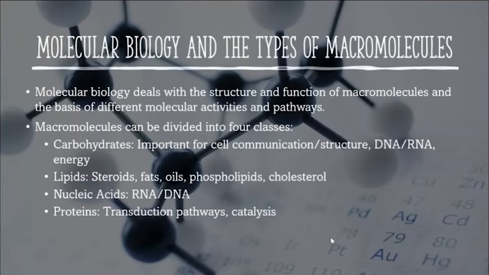A lot of carbohydrates are used for cell communication and structure, and they're components of our DNA and RNA molecules. Most of the lipids are going to be energy storage. They're better energy storage. You can find them as steroids, which are a type of hormone. Nucleic acid, DNA, RNA, easy enough. And proteins are associated with catalyzing reactions and the transduction path.